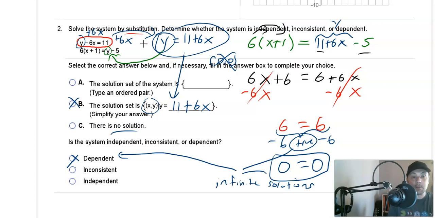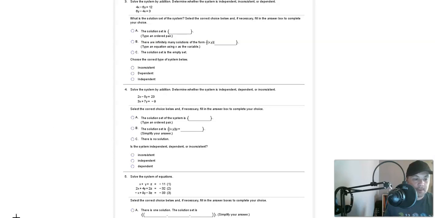So you would still solve it by the substitution method, but when you solve it, you actually get it to work out and there is a solution. So don't just memorize that for number 2, it's dependent, because that might not be the case. It might be the case 50% of the time, but you might have the other case on the test that you get. All right, let's take a look at another example, number 3.